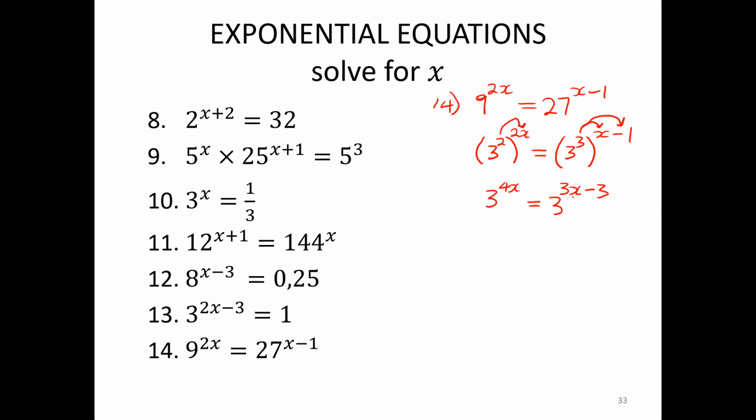Now that the bases are the same, you drop the bases, you equate the exponents. So we have 4x is equal to 3x minus 3. Transpose 3x to the left-hand side. Remember, when it transposes, it jumps the equal sign. Each sign must change. It was positive, now it's negative. On the left-hand side, we've got 4x minus 3x. What is 4x minus 3x? It is simply x. Therefore, x is equal to negative 3.